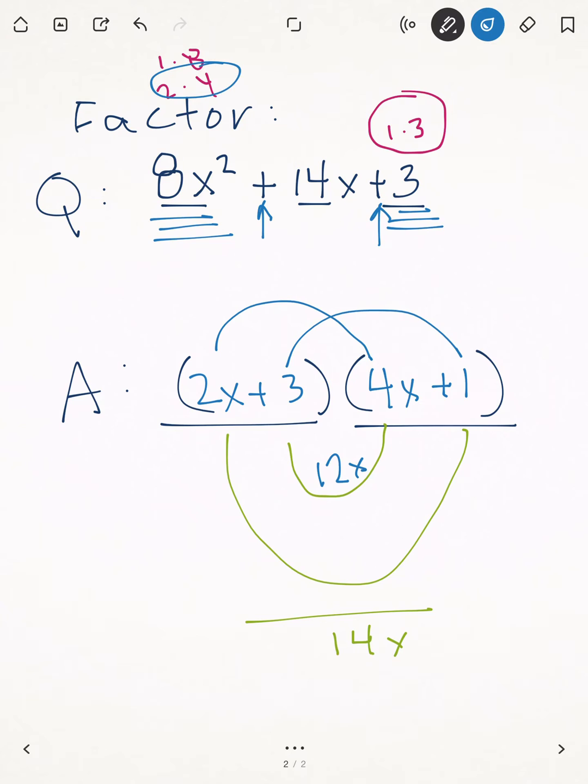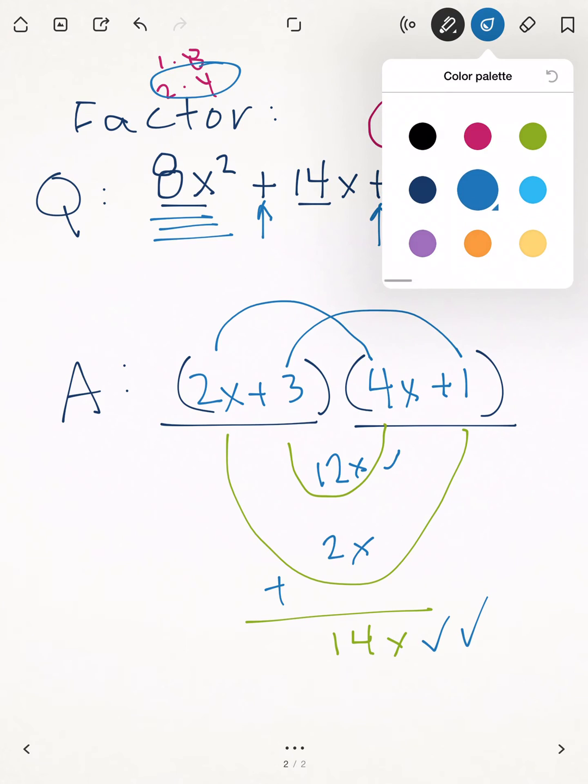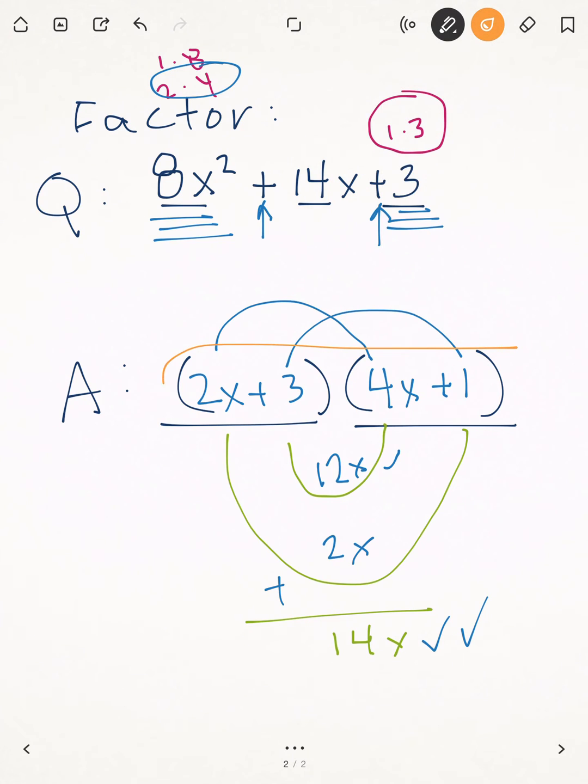The last thing we have to do is check that middle term. 3 times 4 is 12x. 2x times 1 is 2x. When they add together, it turns out to be 14x. This is our final answer from Guess and Check.